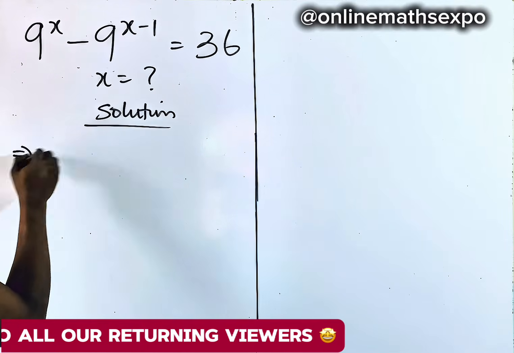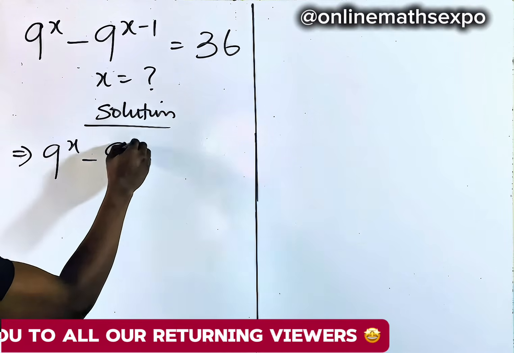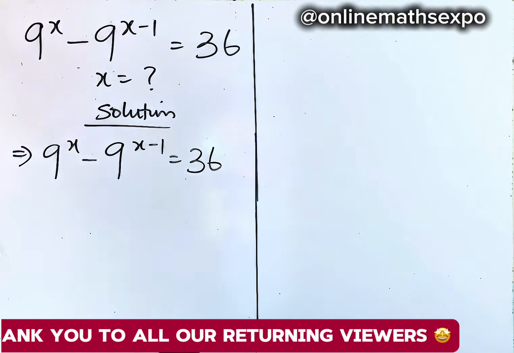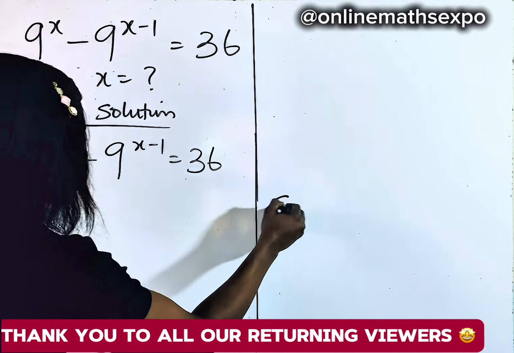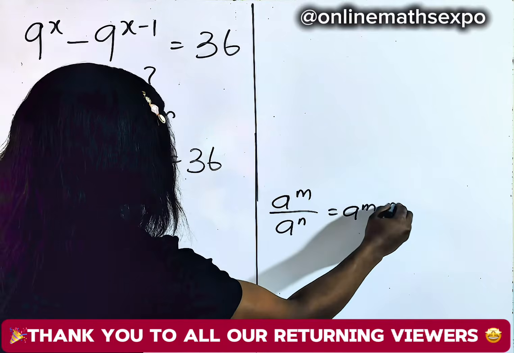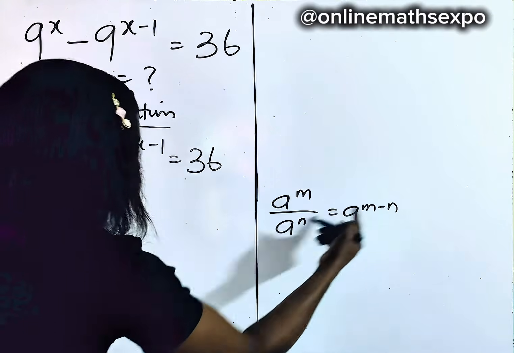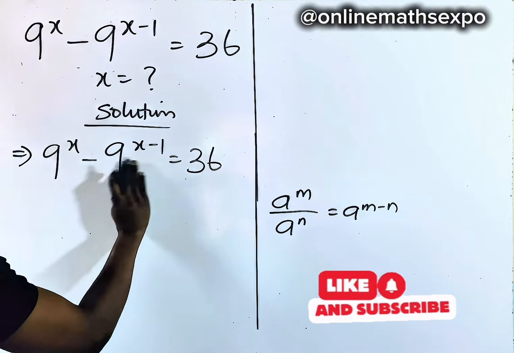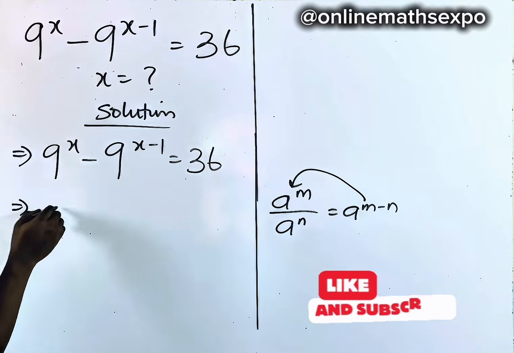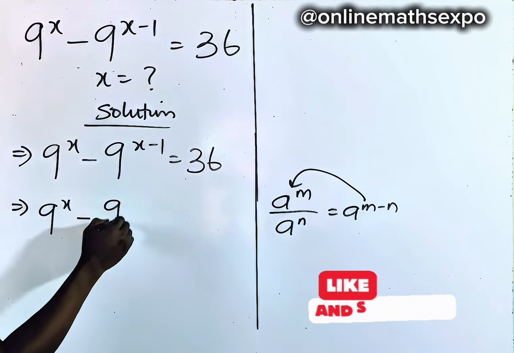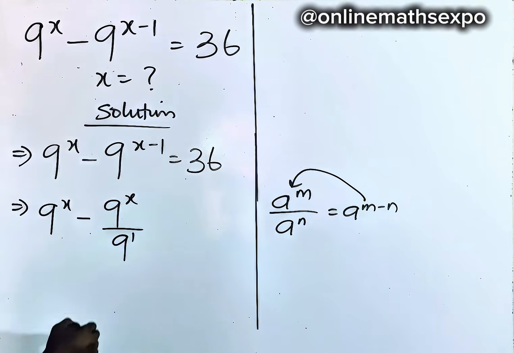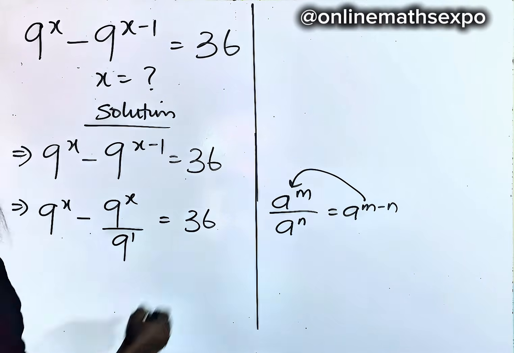So we have 9 to the power of x minus 9 to the power of x minus 1 is 36. Now what you need to do at this step is just to remember that for every a to the power of m divided by a to the power of n is a to the power of m minus n. Division turns to subtraction. So if you look at this, this is of this form. So we're going to take it back to this. And that gives us 9 to the power of x divided by 9 to the power of 1 is equal to 36.